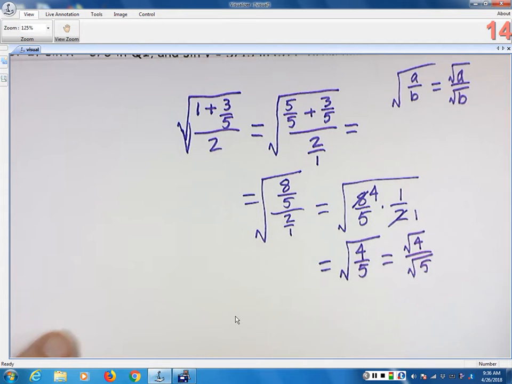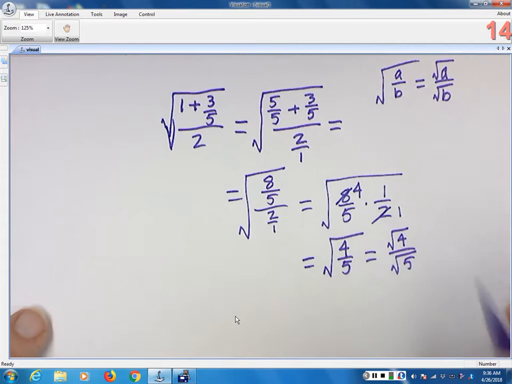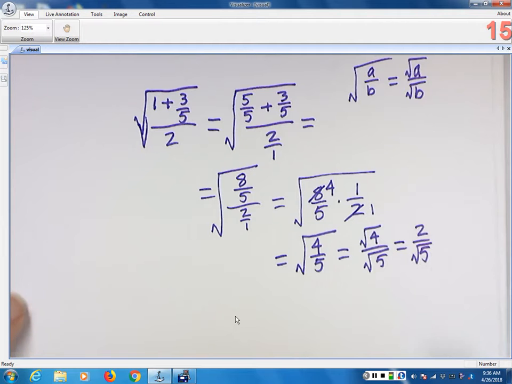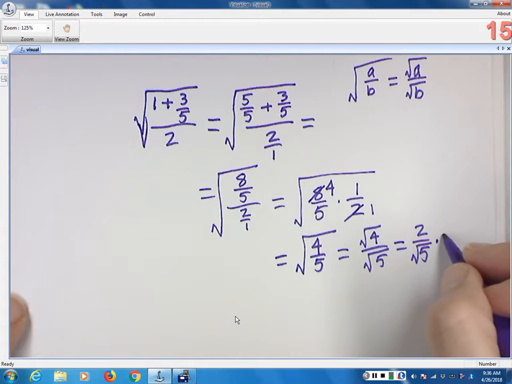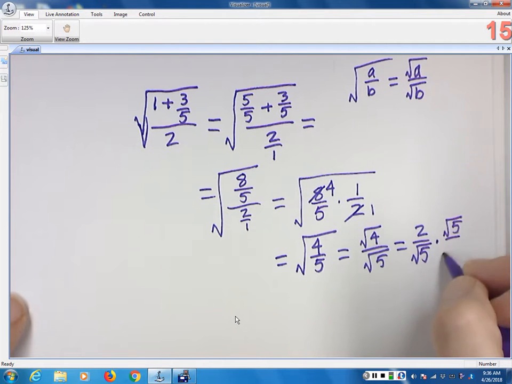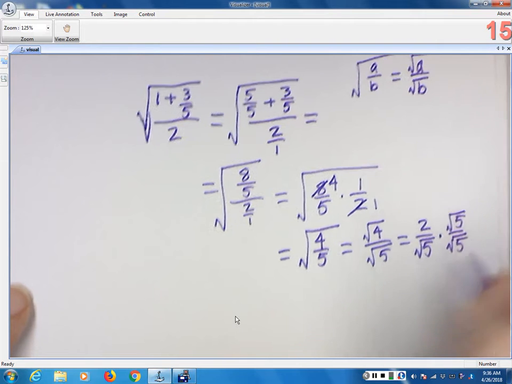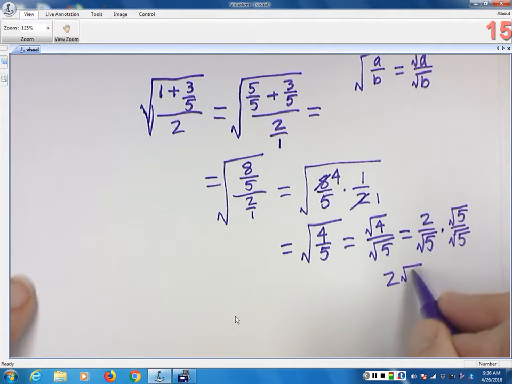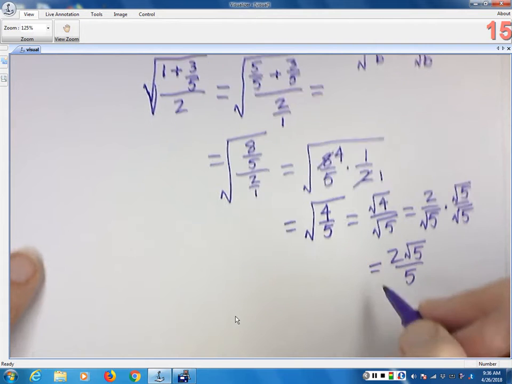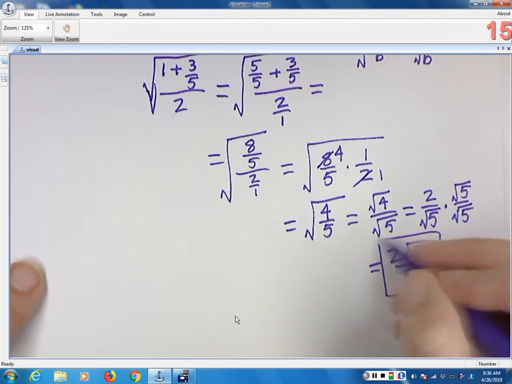We could have separated it earlier, that would be fine too, but I guess this worked out pretty good. 2 over the square root of 5. And now to rationalize the denominator, we multiply by the square root of 5 over the square root of 5. So the answer is 2 square root of 5 over 5. And that's the exact answer. And I want the exact answer.